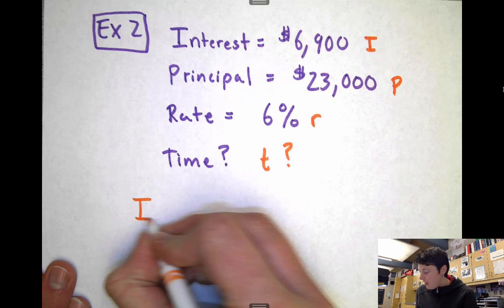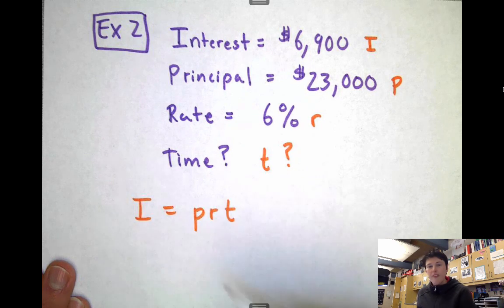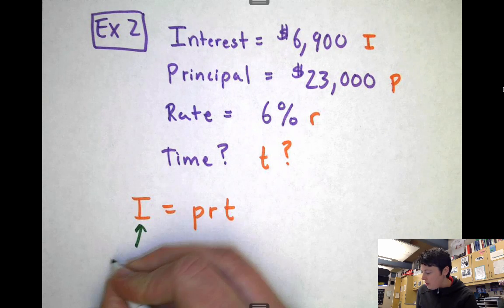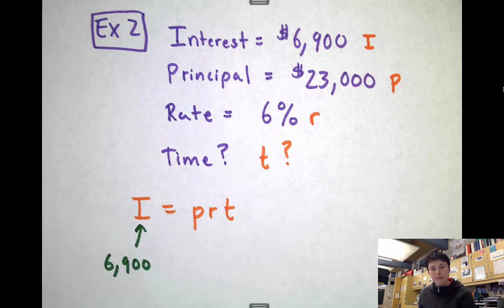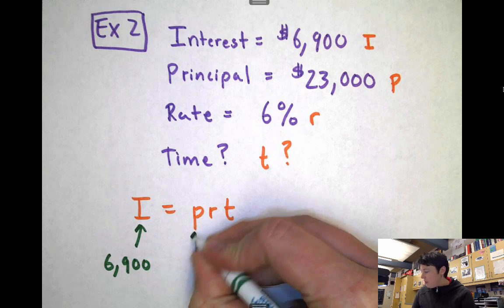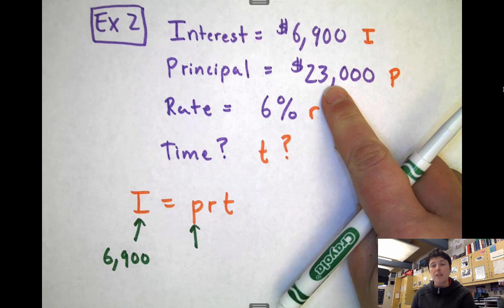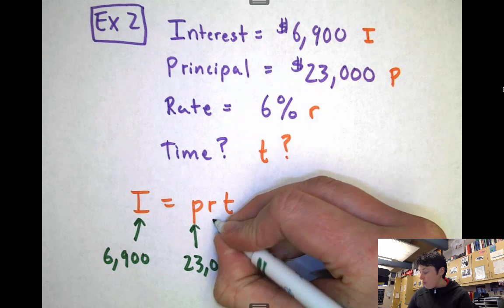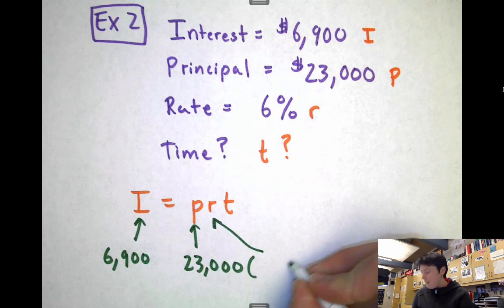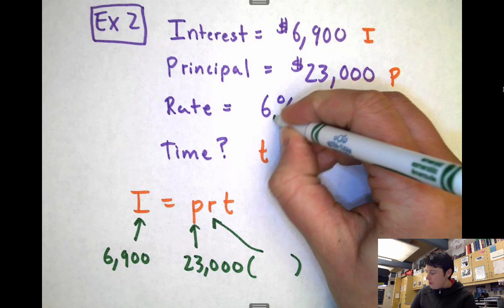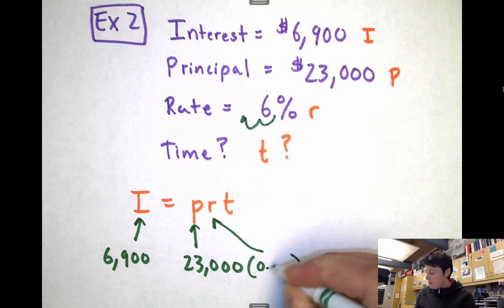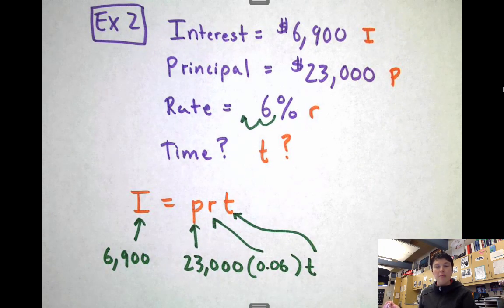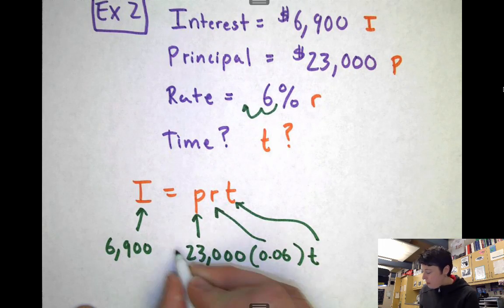So think of our formula, I equals PRT, and let's replace it with the things we know. We know that the interest that you paid was $6,900. We know that the principal you paid, you borrowed a $23,000 loan. So $23,000 of principal. We know your rate, I'll put here, is 6%. Now 6%, if you move the decimal, is 0.06. And then the time, that's the piece that we don't know. We're solving for time. So I'm going to put my equal sign here.